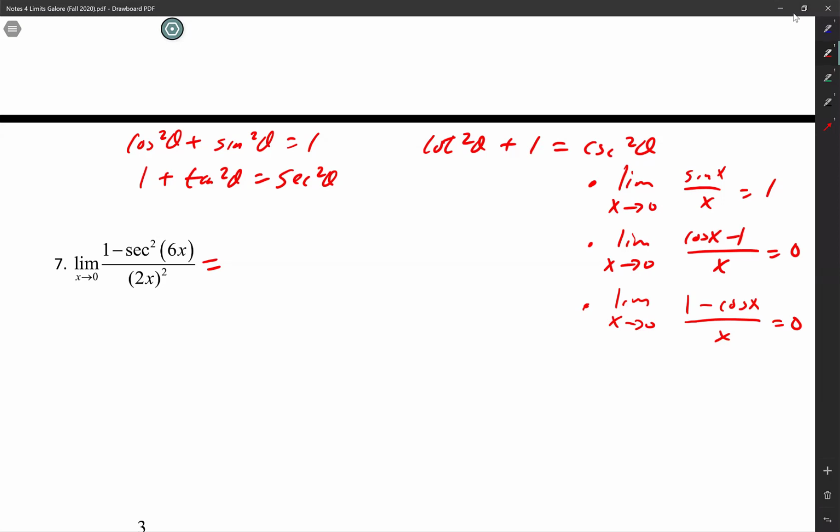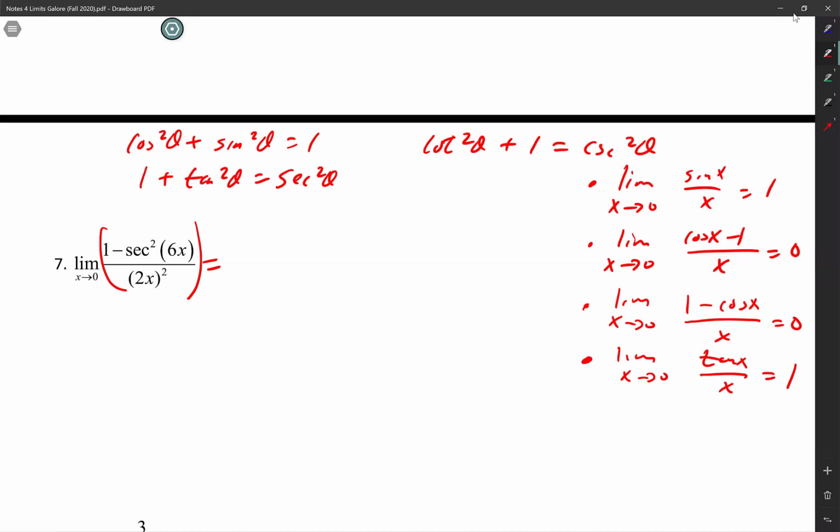All right. Here we go. This is just like before, guys. 1 minus secant squared of 6x over 2x squared. I want to rewrite this, specifically the inside, in terms of sine x, because that's all we know. Actually, you know what? Let's put the tan one in here. We said limit as x approaches 0 of tan x over x equals 1. So there we go. Those are the 4 limits that we know.